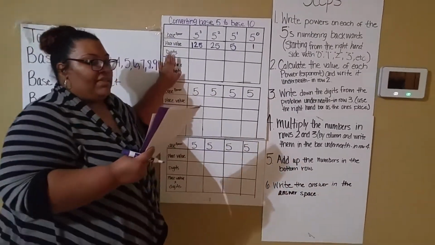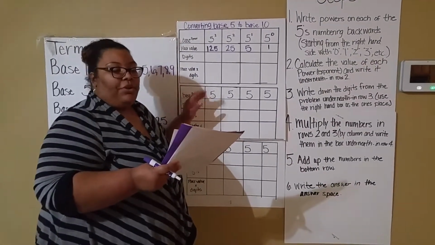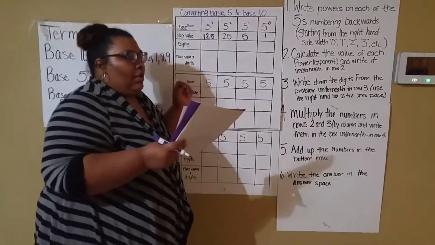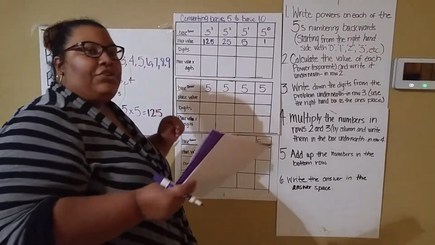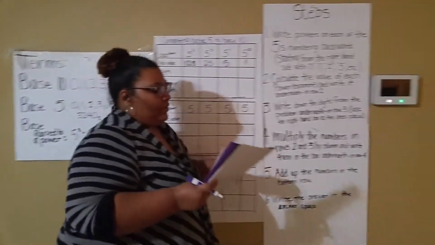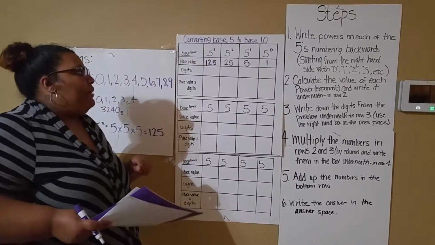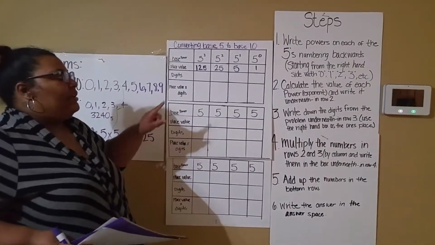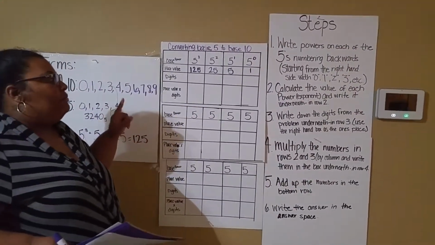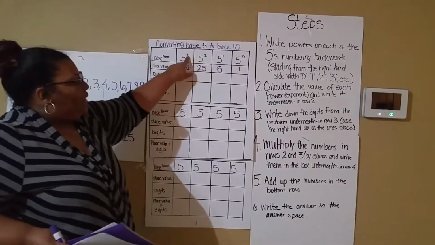Next, we will go over the math steps that will tell you how to do each problem step by step while I work them out with you. Then I will hand out a worksheet for you to do some on your own. Raise your hand if you have any questions along the way. Our first step, we'll write powers on each of the 5s, numbering backwards starting from the right-hand side with 0, 1, 2, and 3.